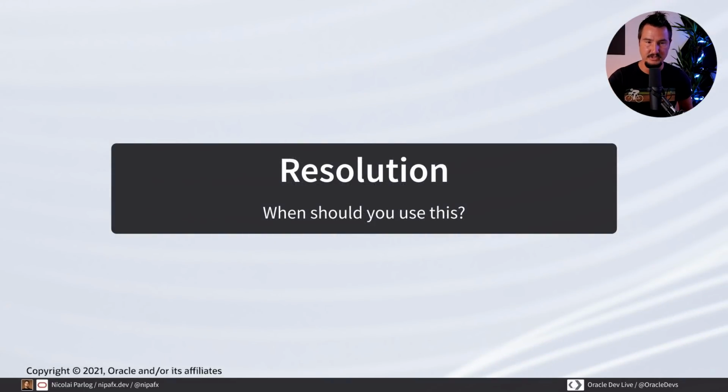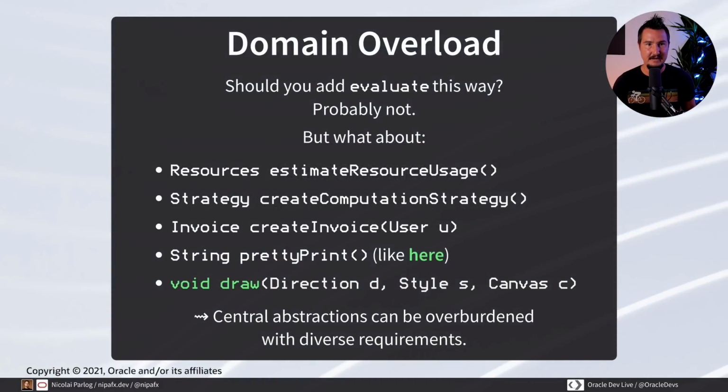Now let's discuss when you should use this. So specifically, should we have added evaluate this way? Probably not. I mean, this is a structured type hierarchy that is there to compute a simple arithmetic computation, right? So in that case, evaluation is probably the most important thing it does. It should probably be on that interface node. Like leaving the aliens aside for a moment, that's where it should have gone.